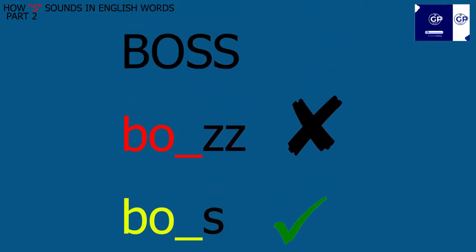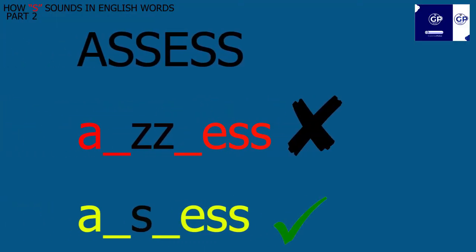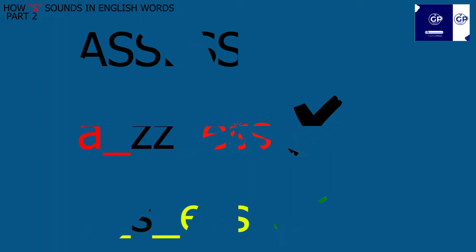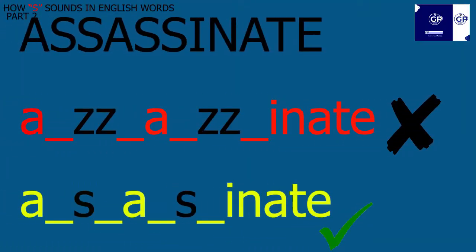Then we have boss, B-O-S-S. You know that for boss, the S's are the last in the word. It doesn't matter. The conditions don't matter. It is still S, boss. Then we have assess. You are done with your examination. Now your school must assess you to see how well you performed. So we have assess and then assessment. Okay, so class assessment. We have that, and then we have assassinate.